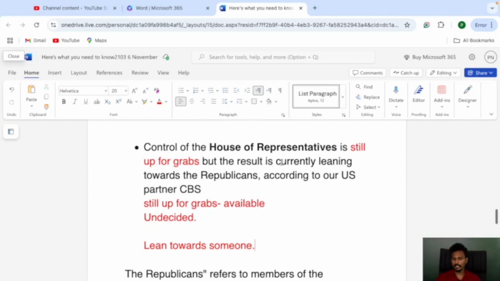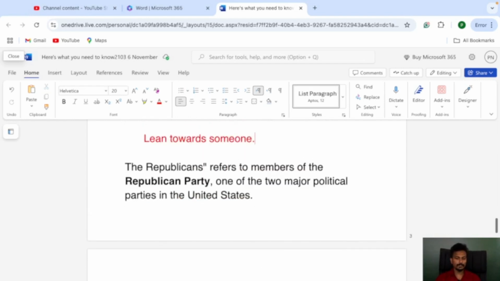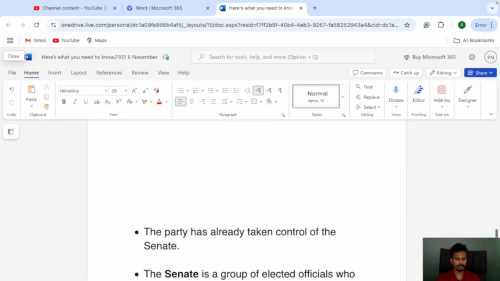Okay. Currently means at present. And according to means based on. According to me, according to you, according to us. It's a familiar phrase; anybody should know that. Okay, let's go to the other one. The Republicans refers to members of the Republican Party. If you don't know that, who are the Republicans? Members of the Republican Party, a party in the US.